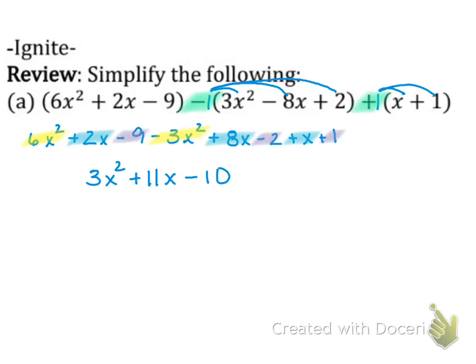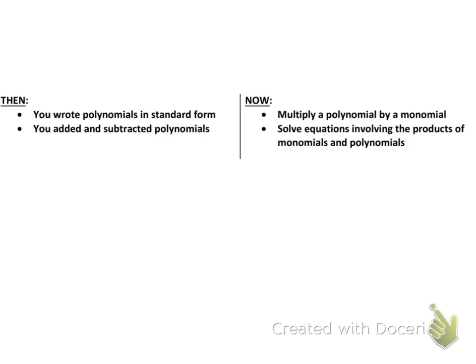Then I'm left with -9 minus 2 and +1. -9 minus 2 is -11, plus 1 is -10. That is my final answer. I do not have any repeated variables, so I am good to go. So that was our igniter.